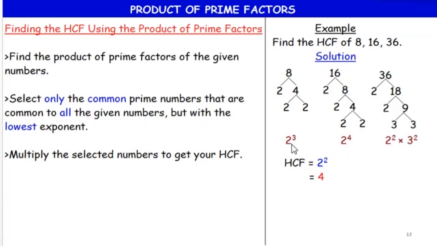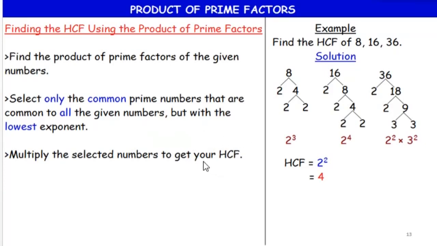So here 2 is here, 2 is here, 2 is here, but then we are interested in the one with the lowest exponent, and that is what? 2 to the power 2. Right, so we just write it there, 2 to the power 2. So it means that we don't include any uncommon number.